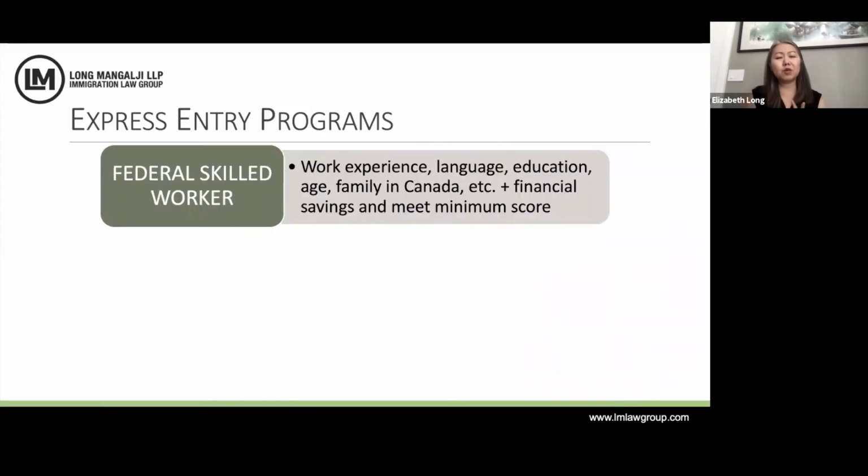Let's first talk about how to get into the pool. Now, many of you may already, even if you're studying, qualify to get into the pool. I have clients who qualify for permanent residence even if they have never been to Canada, okay? And they qualify under the Federal Skilled Worker class, and this is how it works.